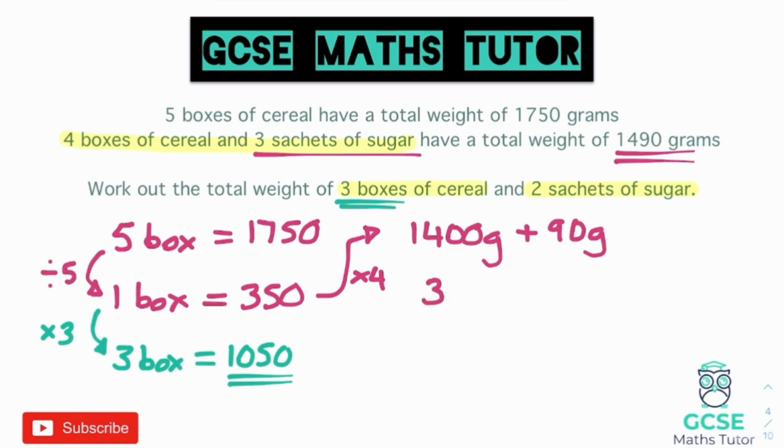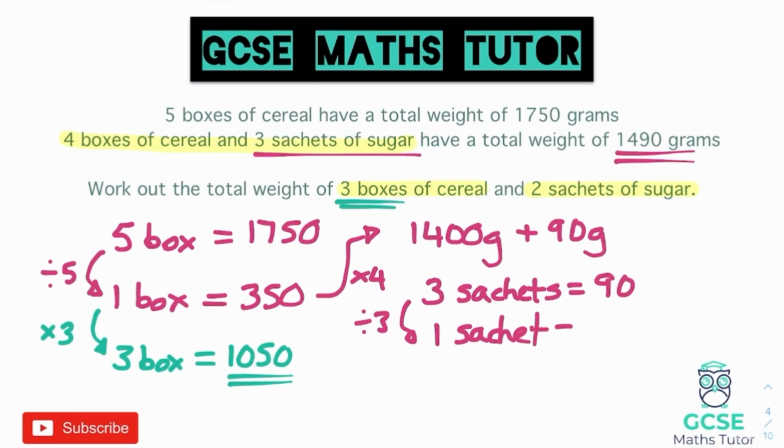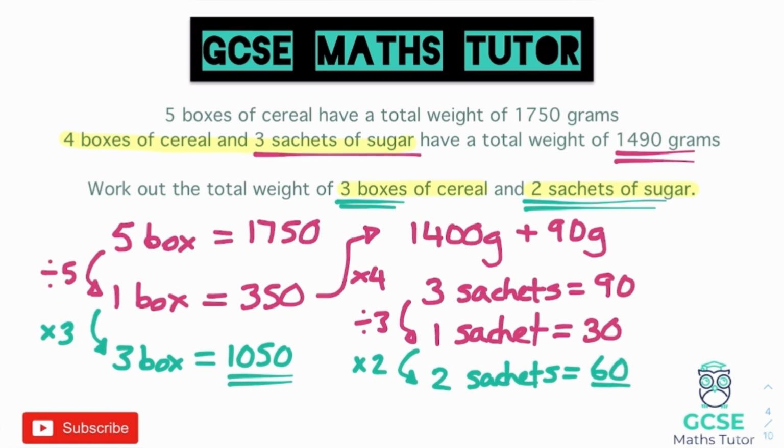So we can write that down. So 3 sachets is equal to 90. Of course, we want to break that down and go back to 1 sachet. So we can divide that by 3. If we divide that by 3, we're going to get that 1 sachet is equal to 30. There we go. And obviously the question here, and we'll swap colour again, wants us to work out the weight of 2 sachets of sugar. So we can straight away multiply that by 2. And if we multiply that by 2, we're going to get that 2 sachets is equal to 60. And that is the second part of our answer.